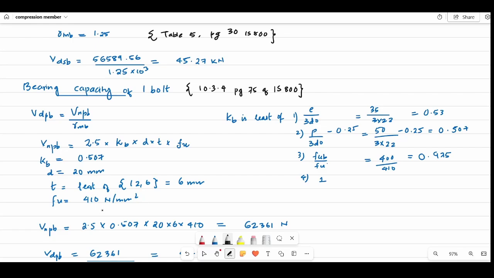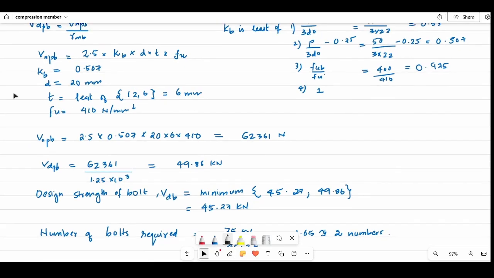And we know the value of the ultimate strength of the plate is 410 Newton per mm square. So basically we will be substituting in this equation of V_npb, in which 2.5 k_b is 0.505, and we'll be getting an answer of 62,361, and its value is in Newton.